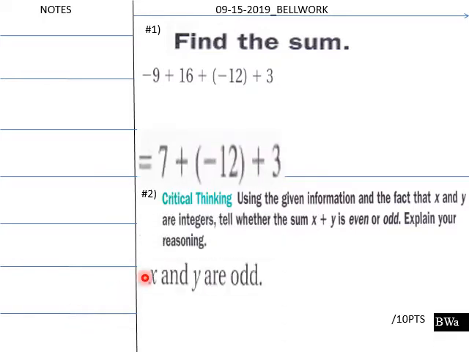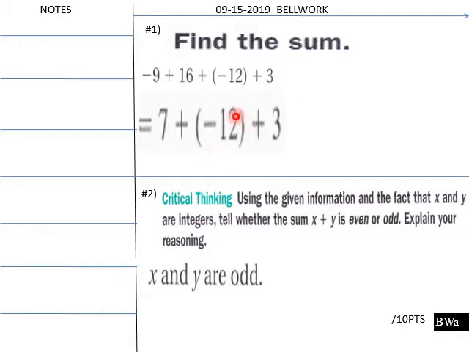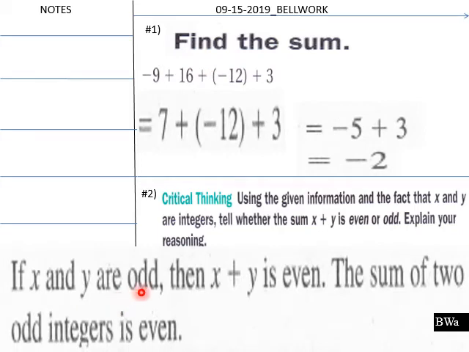Okay, welcome back. Here's our solution up here, 7 plus negative 12. So we have negative 12 here, plus 3. So we combine these two first, moving from left to right. And then this is negative 5 plus 3, which is negative 2 for number 1. If x and y are odd, then x plus y is even. The sum of two odd integers is even, so that would be the solution.